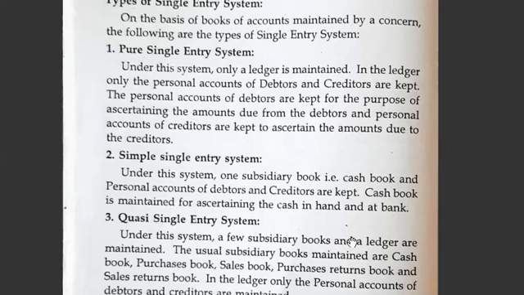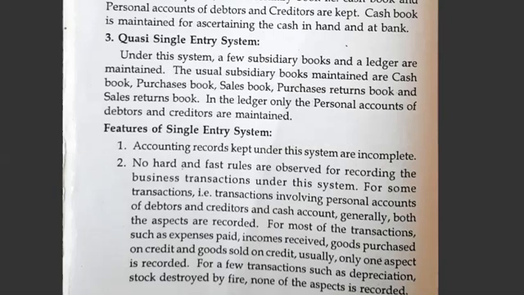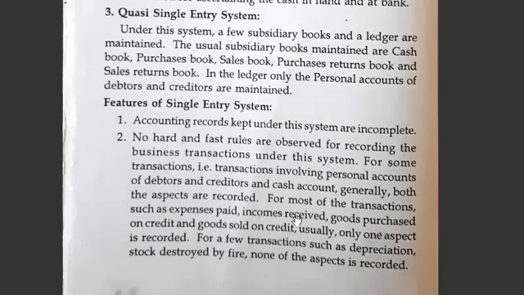In the quasi single entry system, the subsidiary books are maintained and ledgers are maintained, but a few subsidiary books are opened, like cash book, purchase book, sales book, purchase return book, sales return book. All these are maintained. That is called the quasi single entry system. Next, let us go through the features of single entry system.